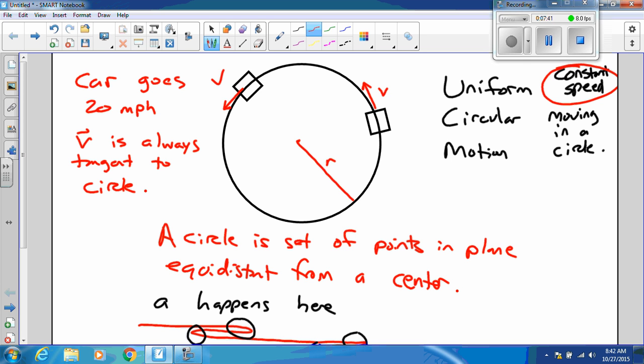And that acceleration is changing the direction of the velocity vector without changing its length. Can you see that? So this is a new concept for us because moving in a straight line, we didn't have to worry about that.